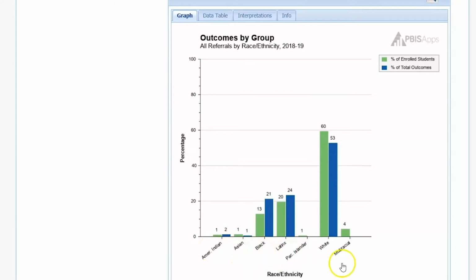Next to each green bar is a blue bar, which represents that group's percentage of the total number of outcomes. In this example, we selected all referrals as our outcome. So each blue bar shows us that group's percentage of all the referrals written at this school.